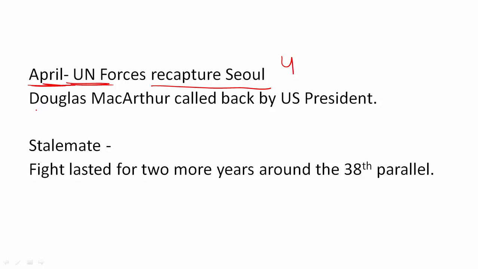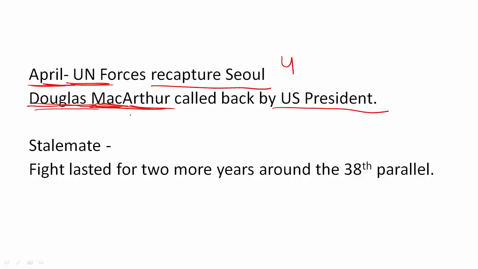Then after so much of the army going back and forth, Douglas MacArthur, who was the US general, was called back by the US President Truman because he said that you are waging a war and your methods are not correct. He was a very popular general actually, and calling him back was a very big decision. But this general had become very... he did not listen to the president, and that's why he was called back.